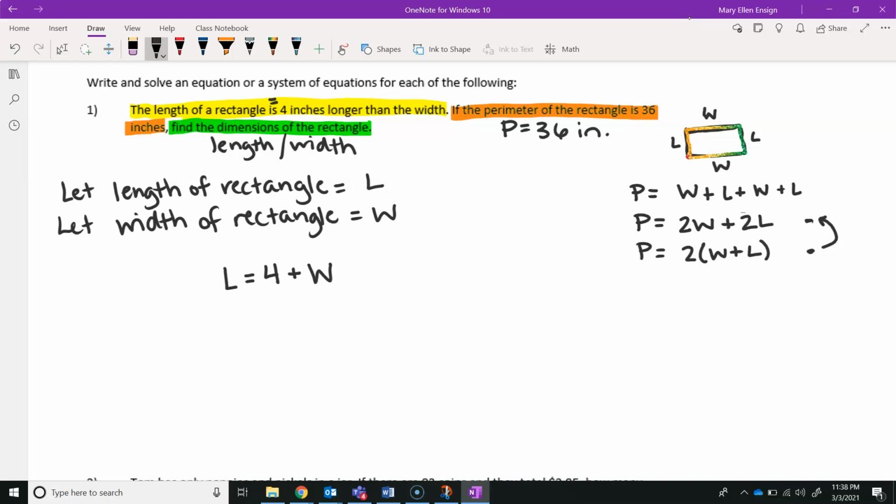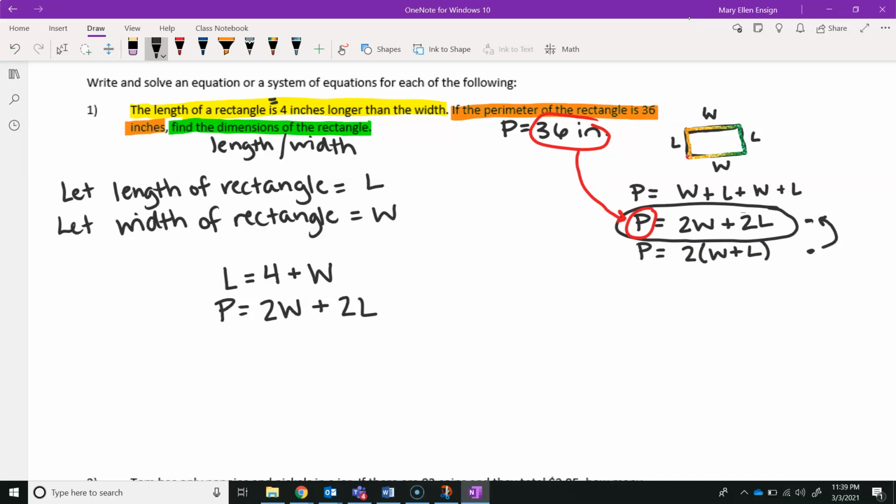Okay, so I'm getting somewhere closer, right? I'm going to use this one. I'm getting closer because W and L are both in this equation now. And if I think about what I know, that the perimeter is 36 inches, so my perimeter is 36, that can go in for P. And then I will just have an equation that has W and L again. So we're going to say P equals 2W plus 2L.